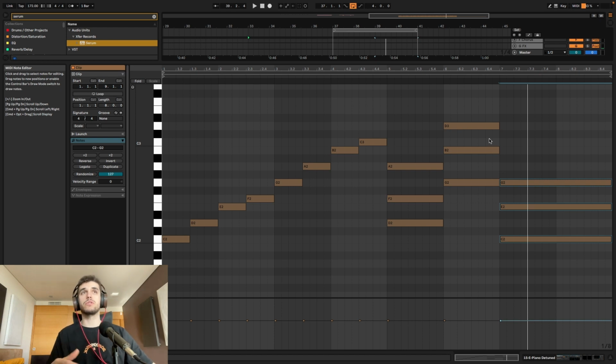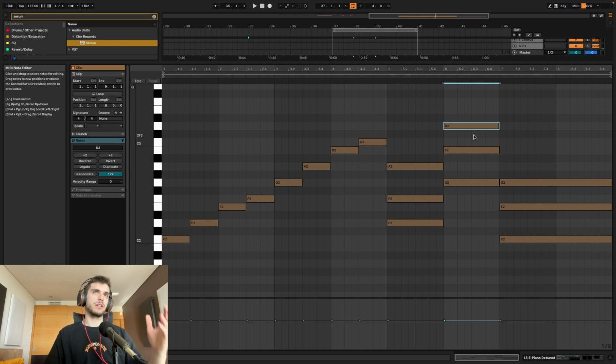So what you can do is a chord inversion. You can grab, for example, the highest note and pitch it an octave down. So this is still a G major chord.